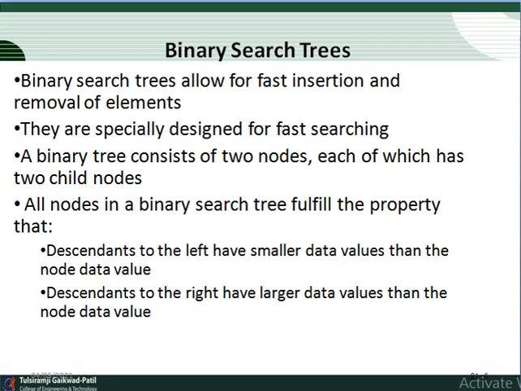All nodes in a binary search tree fulfill the property that descendants to the left have smaller data values than the node data value. Node here means the root data value. On the left-hand side of the root node, there will always be values which are less than the root node, and on the right-hand side of the root node, the values are always greater than the root node. Descendants on the right side have larger data values than the node data value.